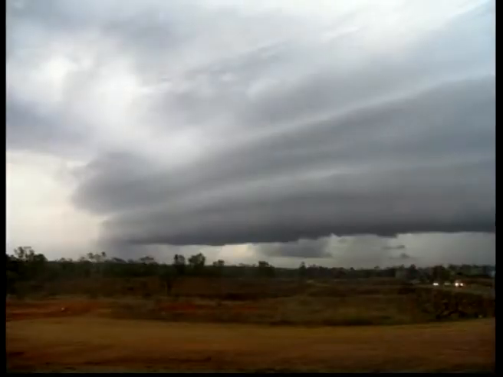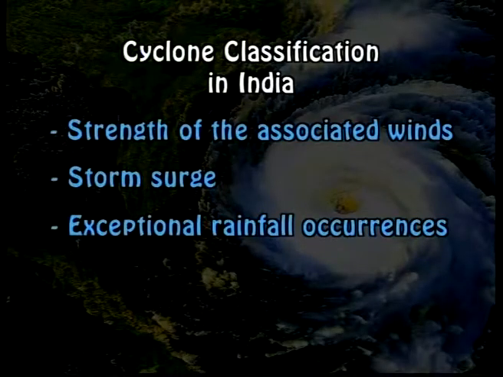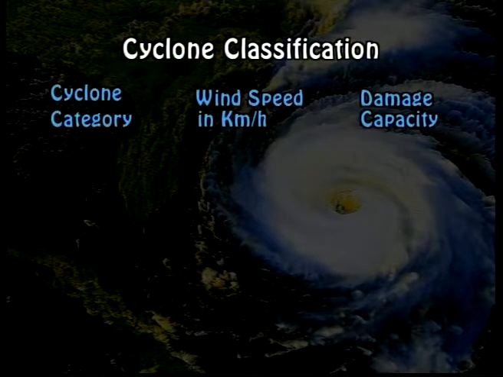In India, cyclones are classified due to the wind speed and damage capacity, the strength of the associated winds, storm surge and exceptional rainfall occurrence. Cyclones are classified into 5 different levels on the basis of wind speeds. They are further classified into the following categories according to their damage capacity.